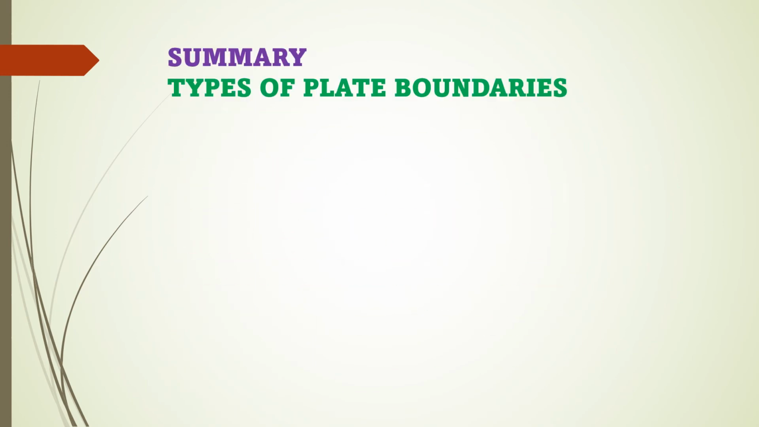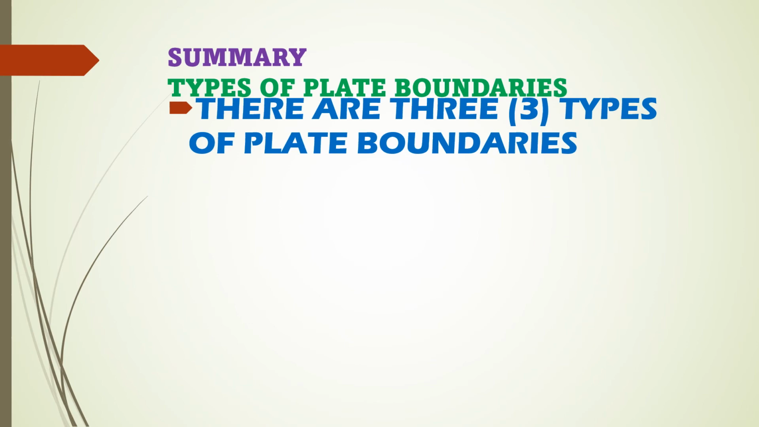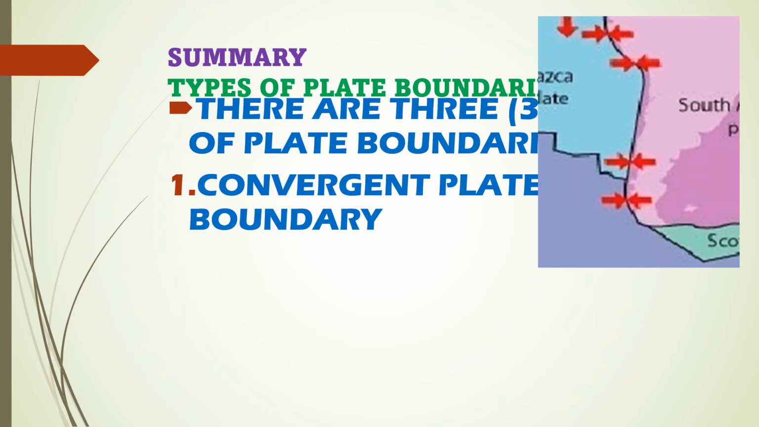Let us summarize all the concepts we learned today. There are three types of plate boundaries. The first one is the convergent plate boundaries, such as the Nazca plate and the South American plate, wherein these plates move towards one another.